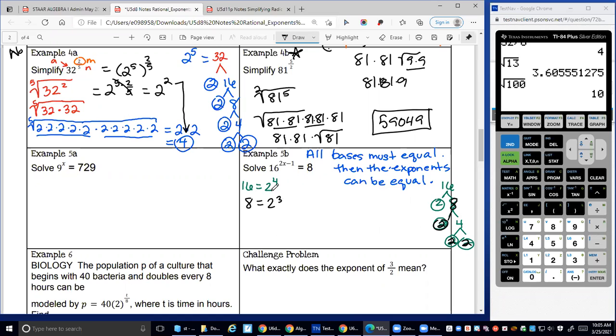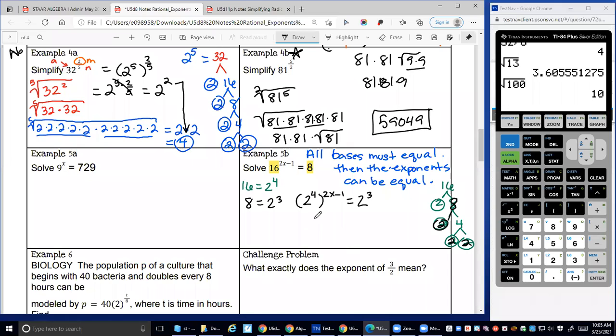Okay. So I'm going to replace this 16 and this 8 with their equivalents. Notice how they both have equal bases now. So we're going to start right here. I have 16. Instead of 16, I'm going to write 2 to the 4th power, and I'm going to put all of that to the power of 2x minus 1. And then I'm going to replace 8 with 2 to the 3rd power.